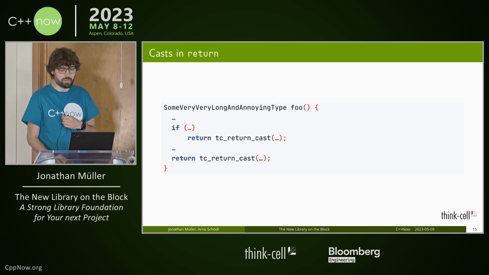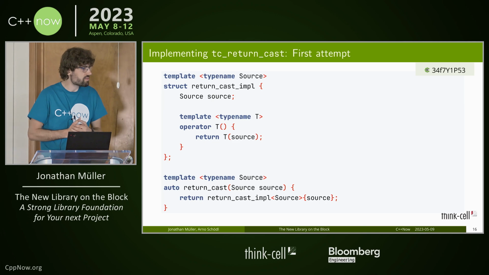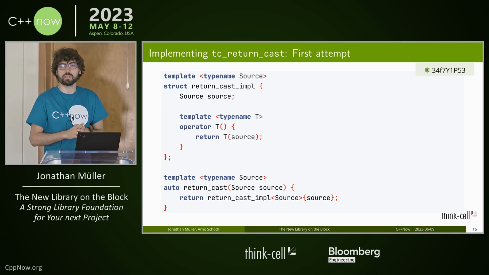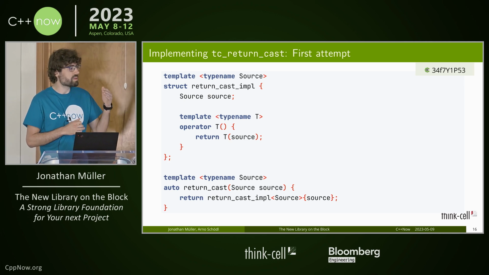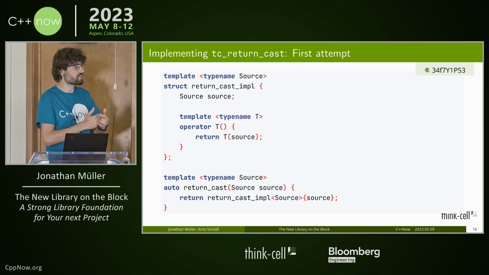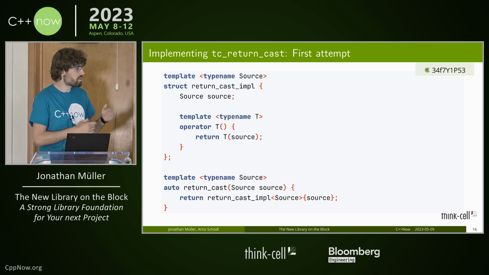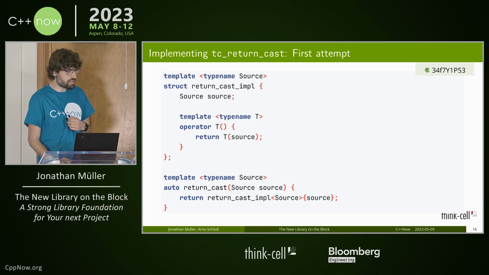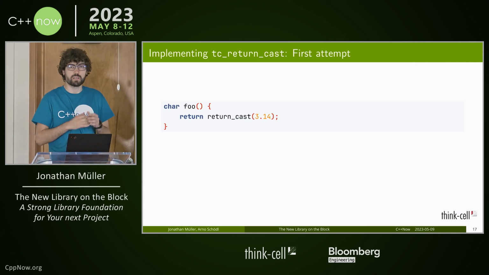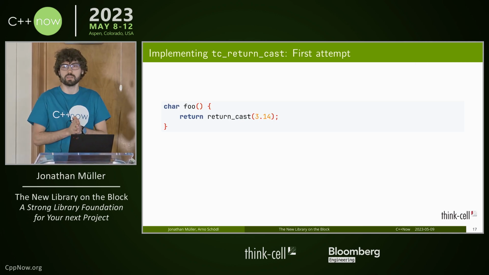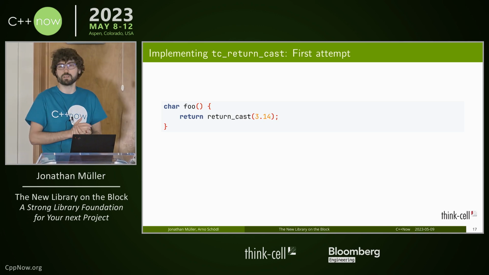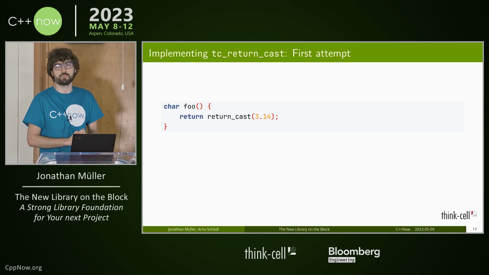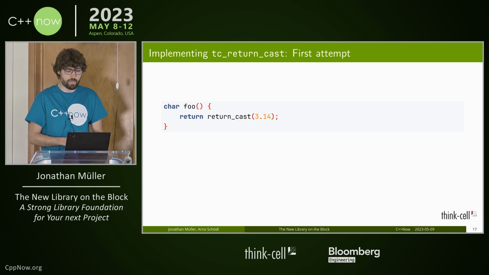And something like that can be implemented. The basic idea is to leverage automatic conversion of a class type. So we create this return cast impl which wraps the source value, and then we have a conversion operator to anything that is convertible from the source. Then we just have a function return cast which creates that object. And now if we use it, like say return cast, we will create this return cast impl object. This will then try to be convertible to char, which works using the conversion operator. So we can automatically get a conversion to the type that we specified.